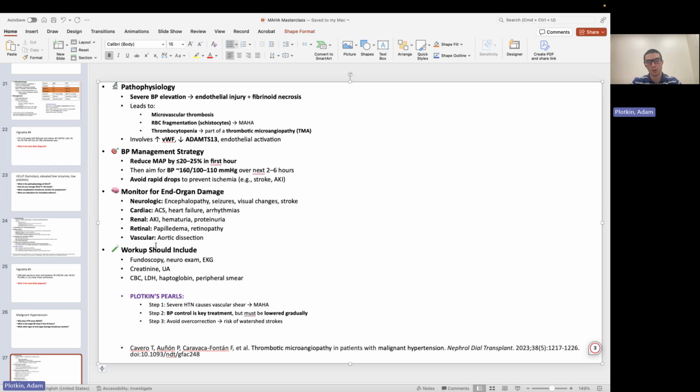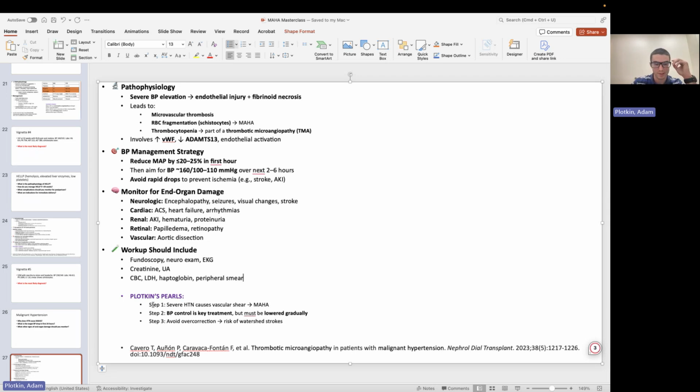Our workup should include fundoscopy to look at the eyes, a neuro exam, and an EKG to look for any arrhythmias or left ventricular hypertrophy, things like that. We want to get a creatinine and a UA to see if we have kidney damage. We want to get a CBC, LDH, haptoglobin, and peripheral smear to look for MAHA, right? The whole point of this lecture.